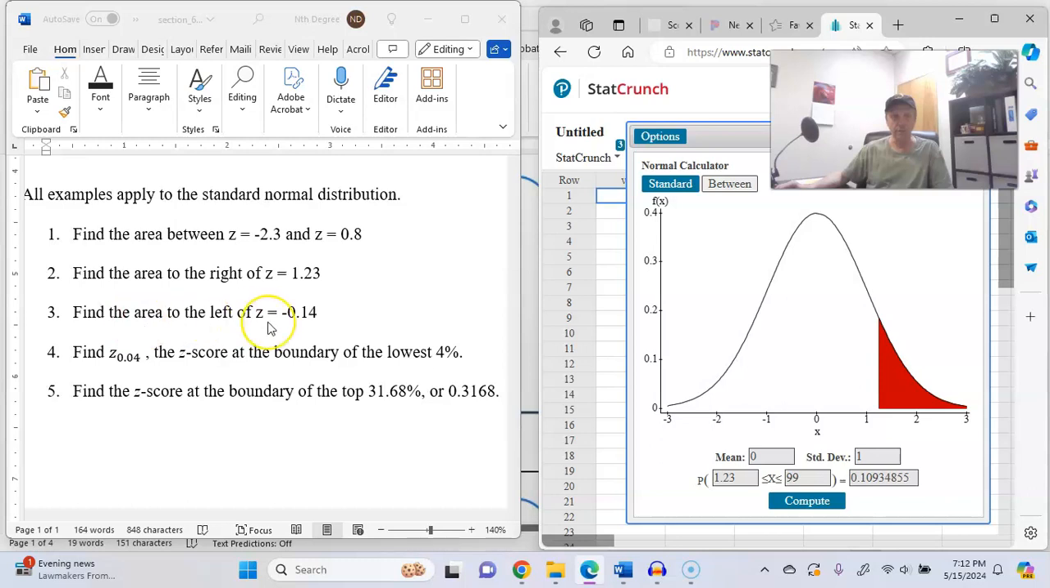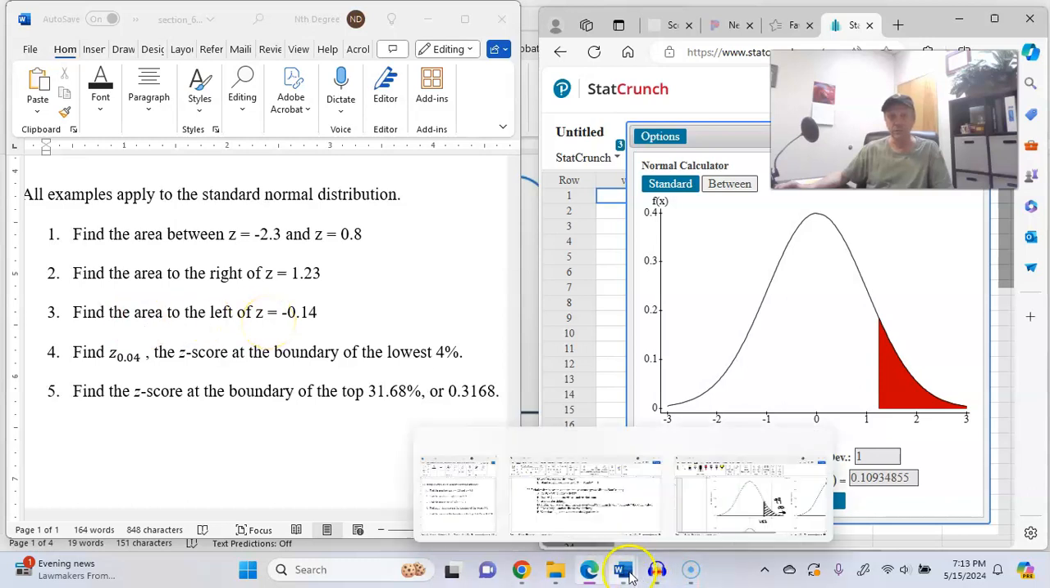Question 3, find the area to the left of z equals negative 0.14.